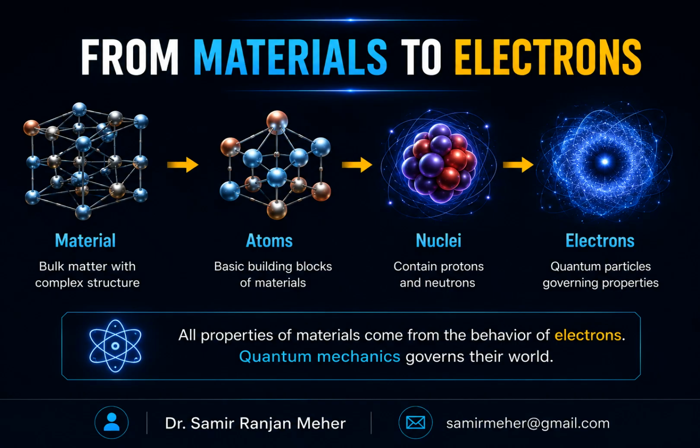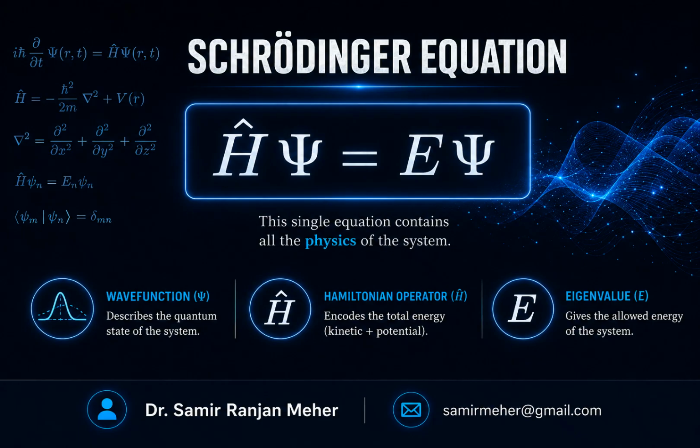The fundamental equation governing electrons is the Schrödinger equation. This equation contains all the information about a quantum system. The wave function describes the quantum state. The Hamiltonian operator contains the total energy of the system. The eigenvalues correspond to the allowed energy levels. In principle, if we could solve the Schrödinger equation exactly for a material, we could predict all of its properties.